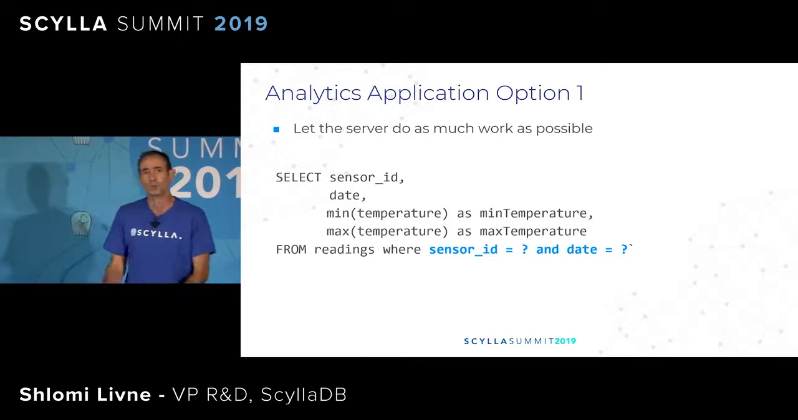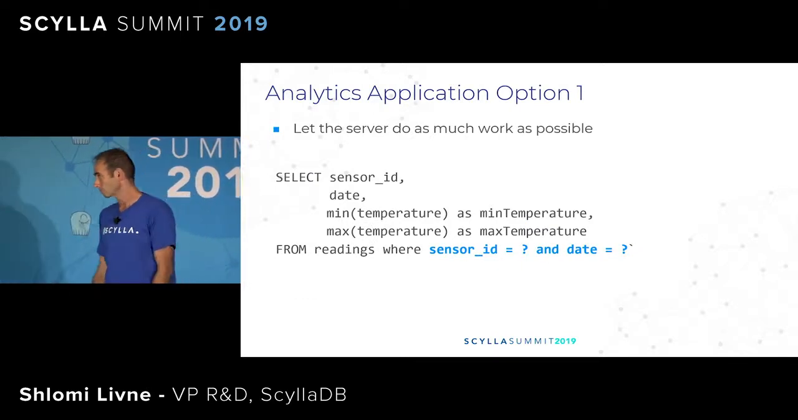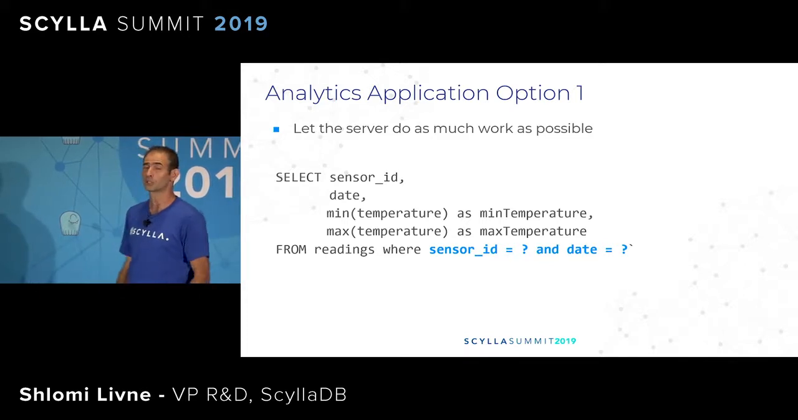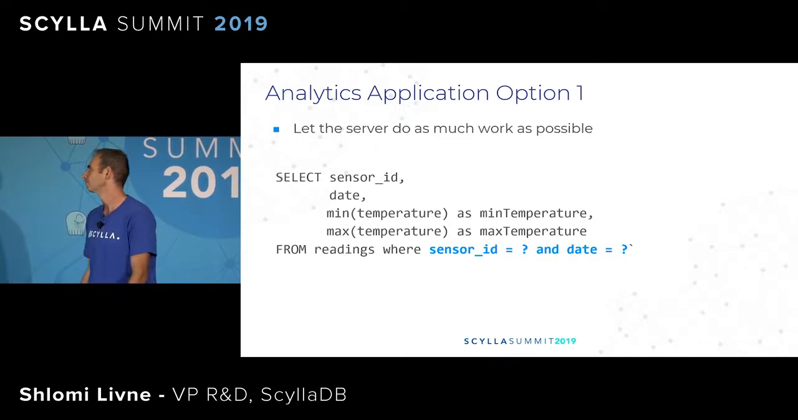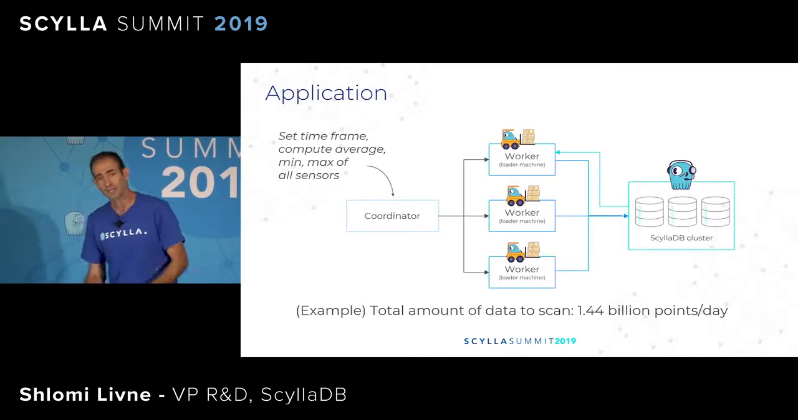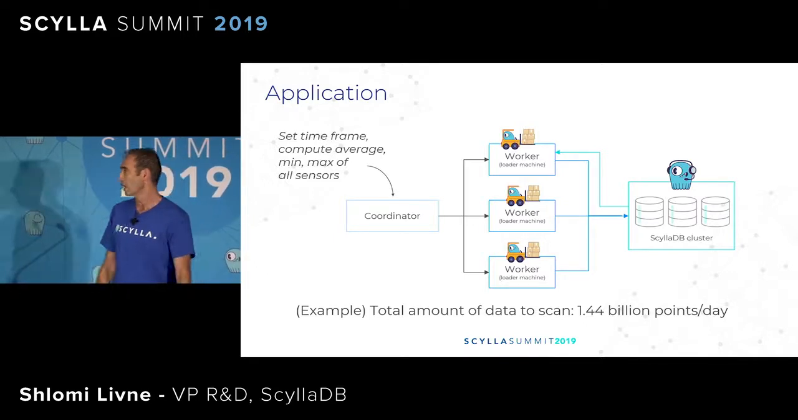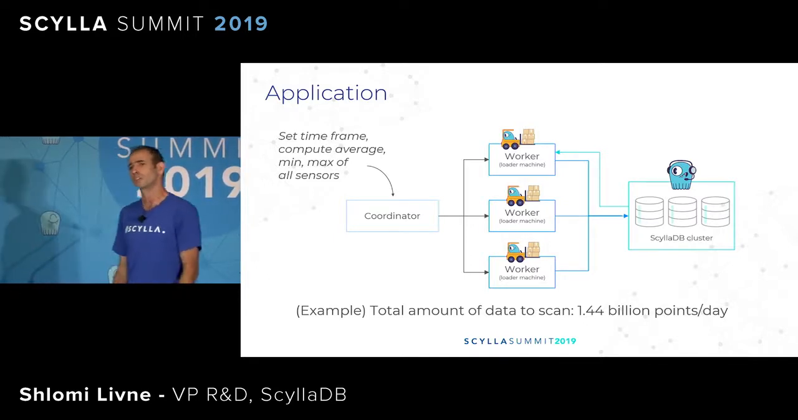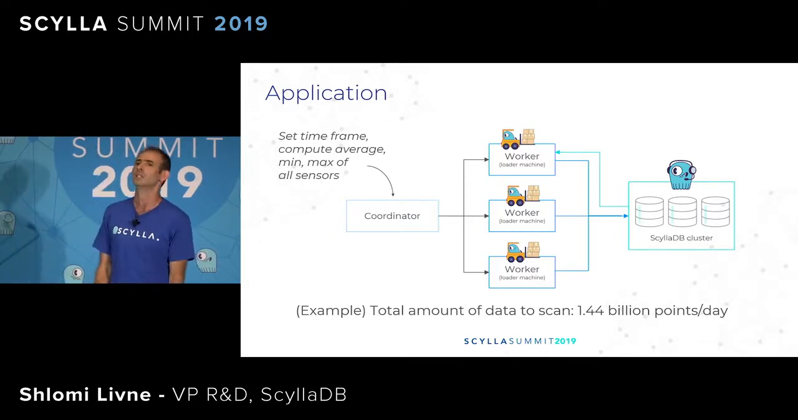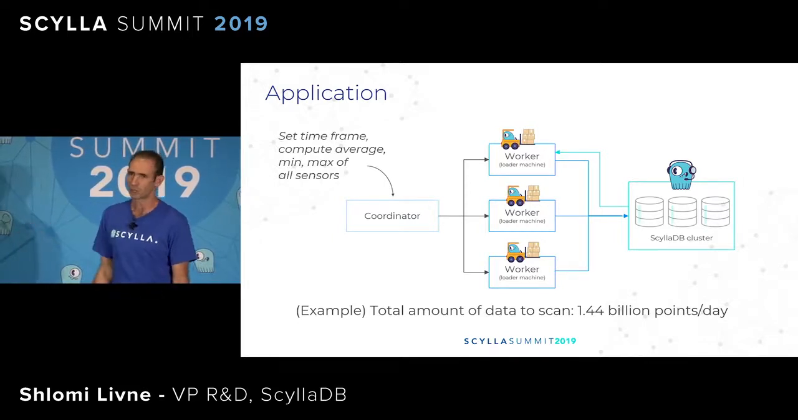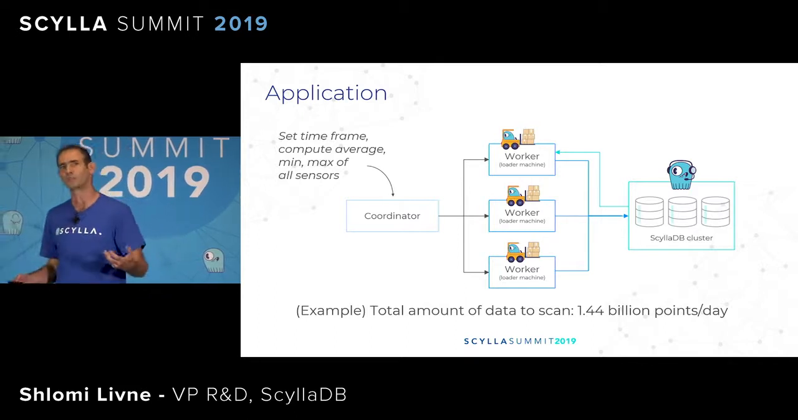So analytics option 1 is basically doing the following query. We want Scylla to compute over all the rows of a sensor and a date what is the minimum and the maximum. And if we're talking about the application that Glauber presented, we have a coordinator node that splits up the 365 million partitions into different workers. Those do the queries on Scylla, get the minimum and maximum, do a partial result, and return that back.